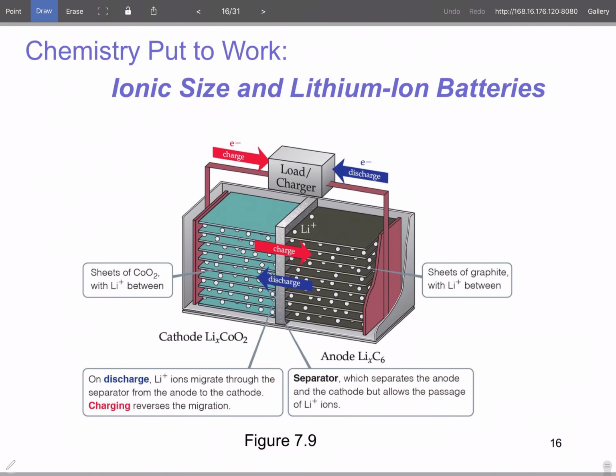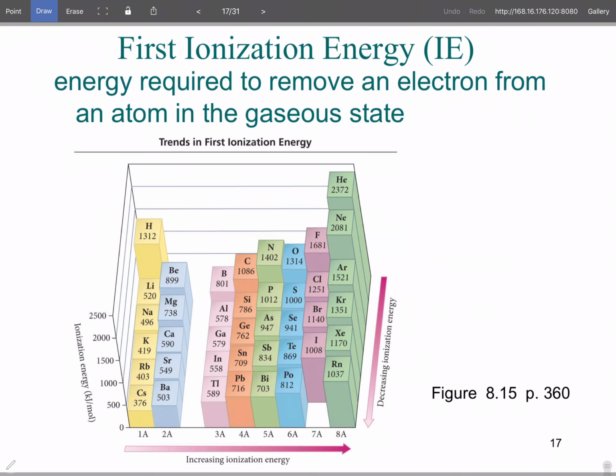So if we look at this with ionic sizes in lithium ion batteries, this is actually cool. This is why the lithium ion batteries are better batteries in their little side notes, so you may want to read through that. The next rule that we have is the first ionization energy. Well, ionization energy is the energy required to remove an electron from an atom in its gaseous state. Okay?